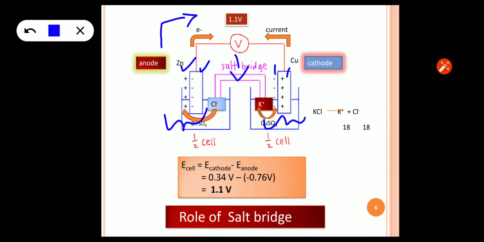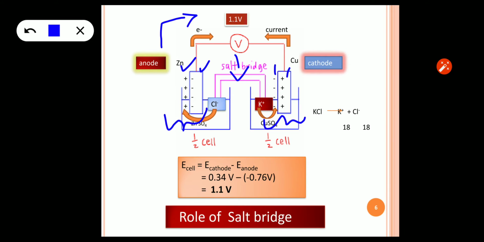Now, at equilibrium, the number of positive and negative charges will be equal. So, because of this electrical neutrality, electrons will not flow from anode to cathode. This is what is called the liquid junction potential. To remove it, the salt bridge will come to the aid or help.